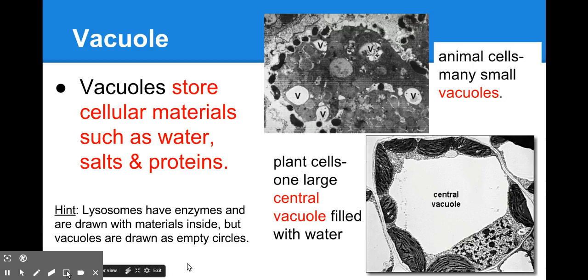There's a hint over here. Just when you're looking at diagrams, lysosomes have enzymes and are drawn with materials inside. So a lot of times if you're looking at a cell diagram, your vacuole and your lysosome, especially with animal cells, are drawn as just small circles. That's how they're drawn. But if they draw something on the inside, they're typically trying to show, oh, these are enzymes that are filling this. So that's a lysosome. But typically, when the vacuoles are drawn, they're drawn as being empty, to show this is the empty storage space of the cell.